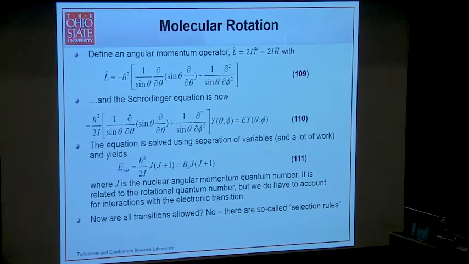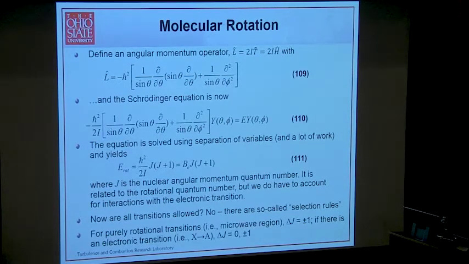Now we have to ask ourselves, are all transitions allowed? Can I put in any value for J? Can I put J equal to 0.1, J of 0.2? No, there are so-called selection rules. For purely rotational transitions, meaning we're in the microwave region, the selection rule is that the change in J within a vibrational band has to be plus or minus 1. And if there's an electronic transition, you're allowed to have delta J equal to 0 or plus or minus 1. Okay, so this quantizes it and shows the only changes in rotational transitions that we can have.